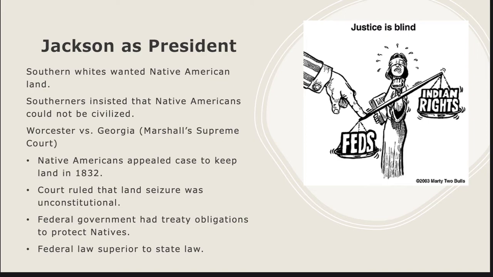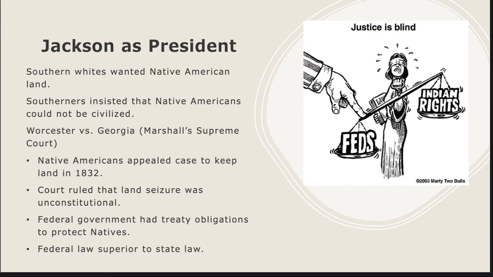Now, what had happened was that the land had been taken by the state governments, and under that, the Native Americans are saying it's unconstitutional for the states to take land from the Native Americans because the federal government had treaties with the Native Americans, which meant that the federal government is superior to the state government and should be protecting the Native American land from the states who are taking it from them.